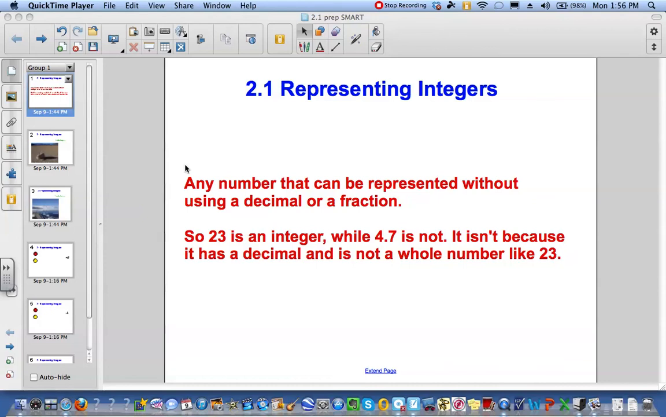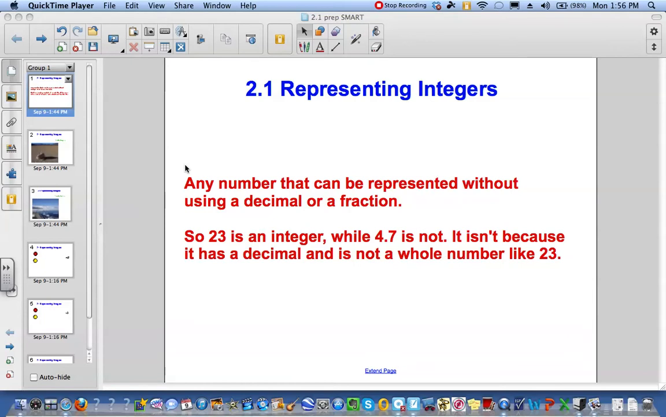Section 2.1 is on representing integers. To start, an integer is any number that can be represented without using a decimal or a fraction. So in this case, we'll look at 23. 23 is an integer, while 4.7, for instance, would not be. It isn't an integer because it has a decimal and is not a whole number like 23.